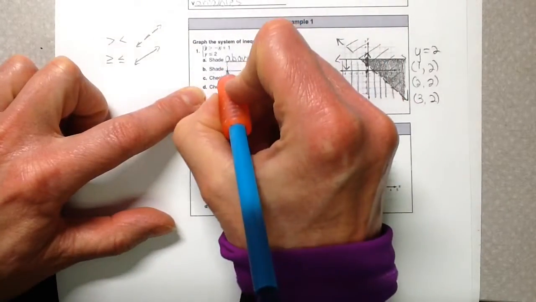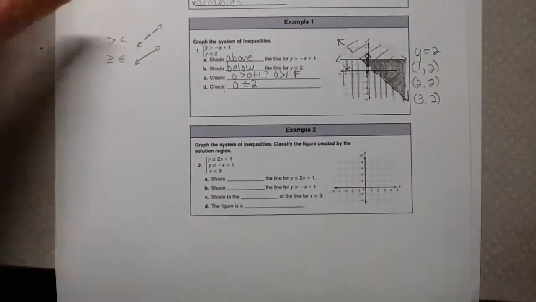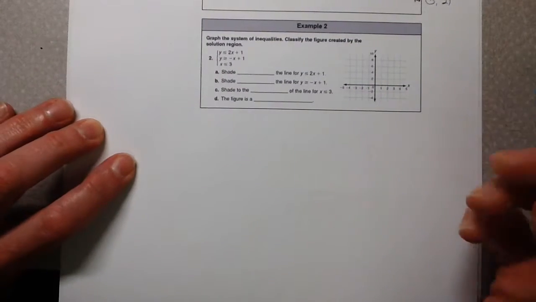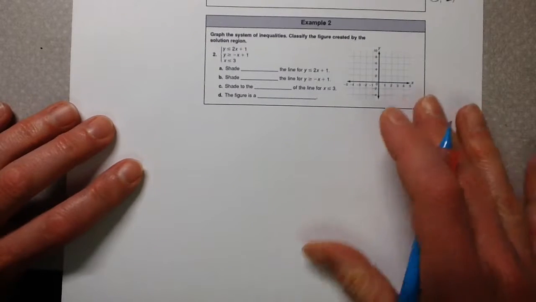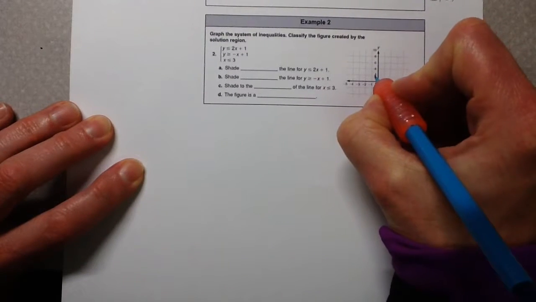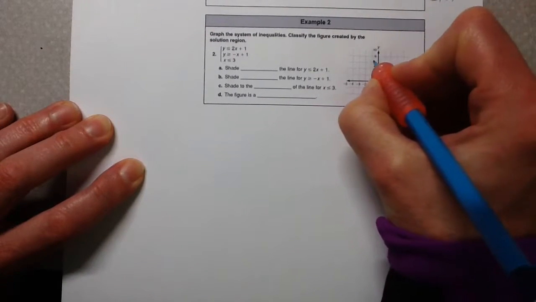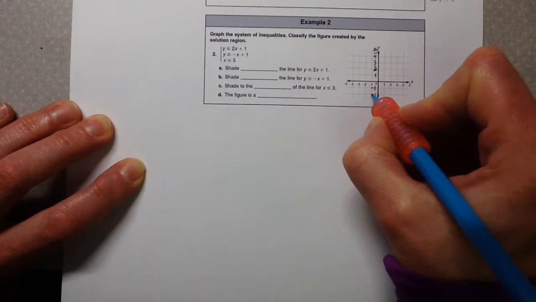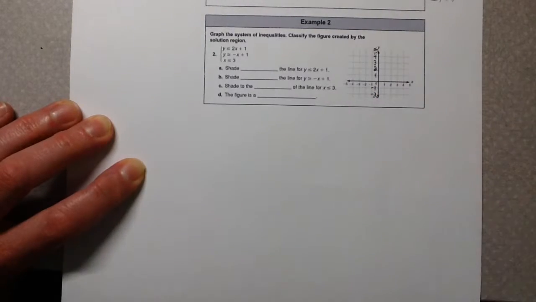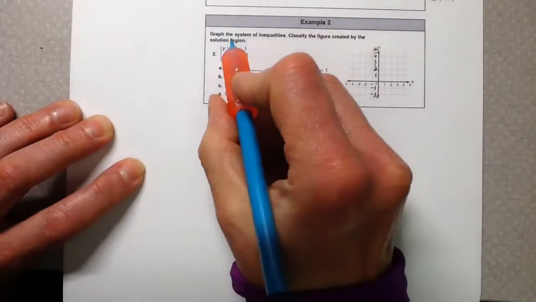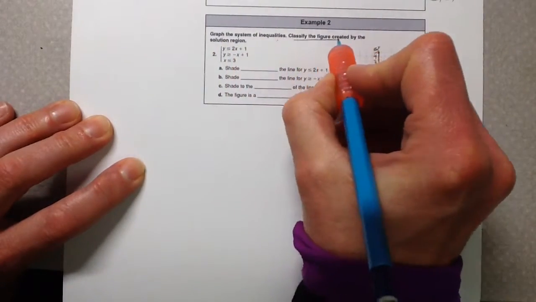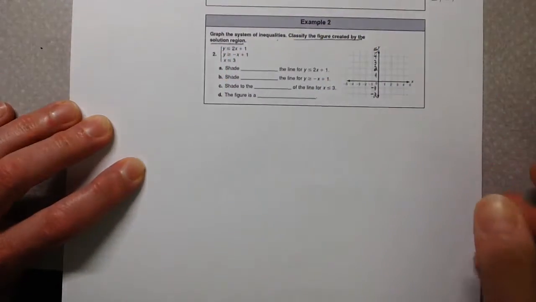So we shaded below. Okay, now I'm going to have you change the scale on the next one, just because we're just going over this today. So this scale is different on the x and the y axis. So we're going to just change it to a scale of 1 on the y axis. All right, now this says graph the system of inequalities. We have 3 of them here, so we want to classify the figure that's created by the solution region.